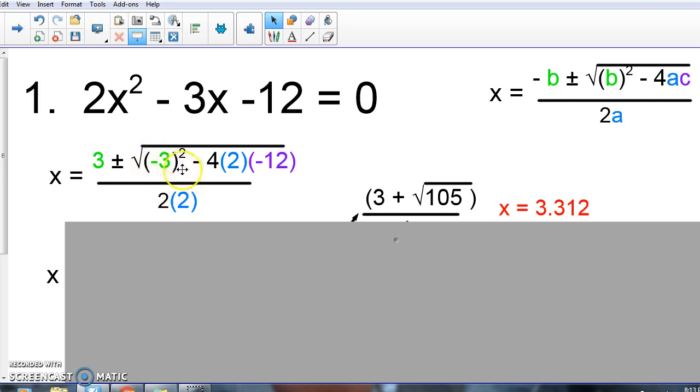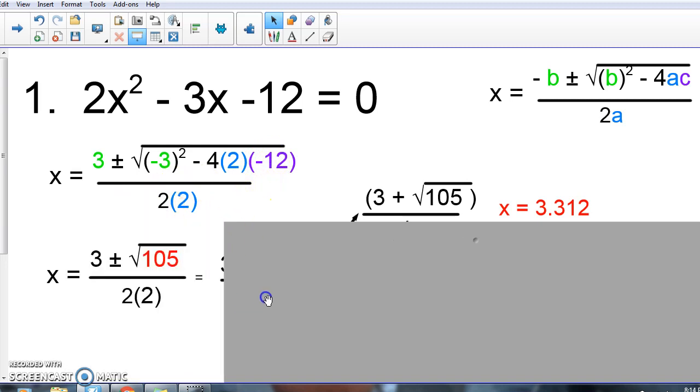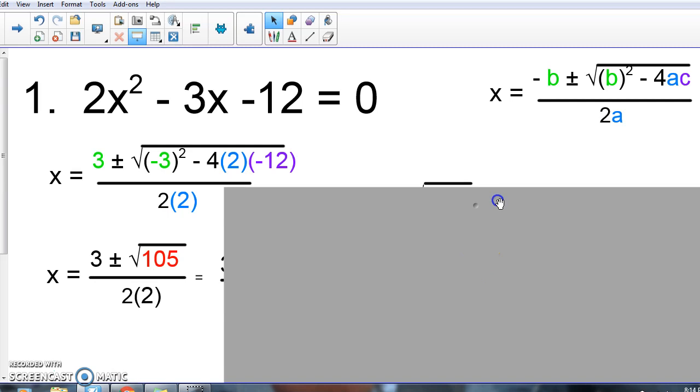Here I'm going to put b, which is negative 3. Notice I'm using parentheses because anytime you square something in your calculator, you need parentheses. Minus 4 times a, which was 2, times c, which is negative 12, all over 2 times 2, 2 times a. So the very first step when you're doing the quadratic formula is after you put all your numbers there, you need to figure out what's underneath the square root. So I needed to figure out what was b squared minus 4ac.